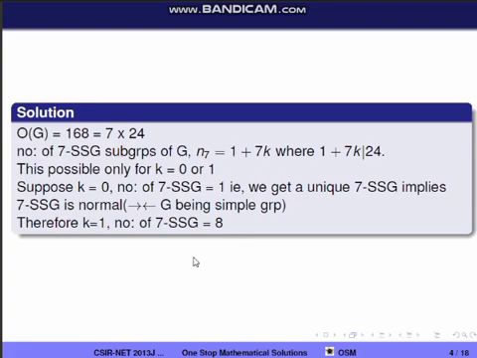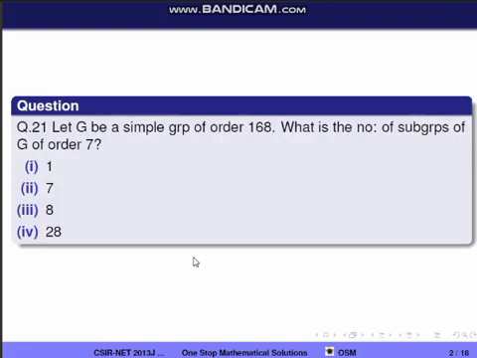So now we'll check the correct option. We got 8 subgroups of order 7, so our option is the third one.